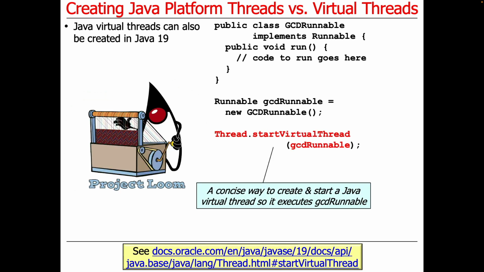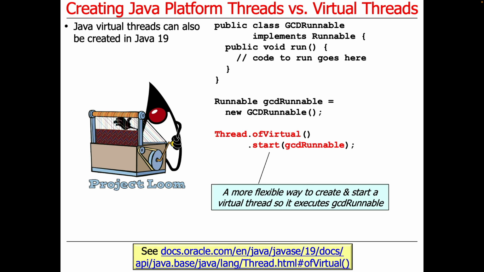So for that reason, Java virtual threads are now available in modern Java, really modern Java, as we call it. And there's a couple ways to start them. One way to start a virtual thread is to say Thread.startVirtualThread, and then you give it a runnable. And it'll go ahead and create and start a virtual thread that will run the runnable. That's a very straightforward way to do it.